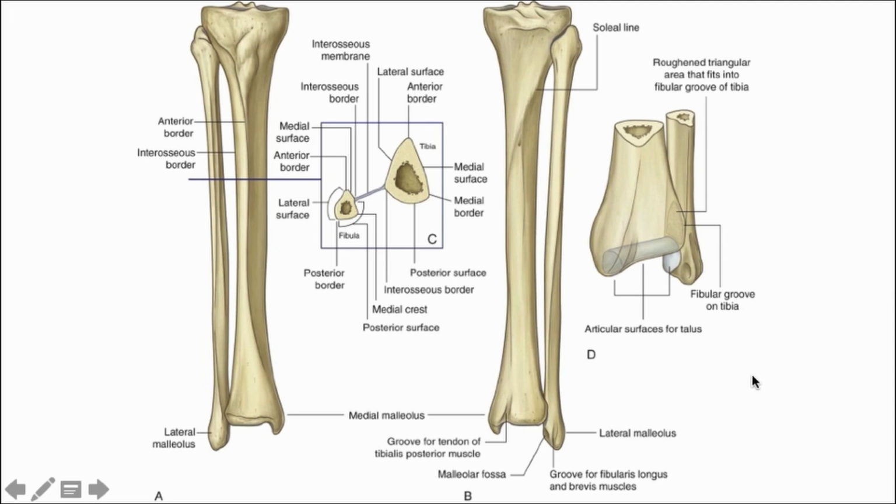Bones. So we already talked about them a little bit. Let's see what's important here. There's a few lines that are important. We've got the soleal line that descends across the bone from the lateral side to the medial side where it merges with the medial border, which is right in here, soleal line. And that disappears in the lower third of the tibia.